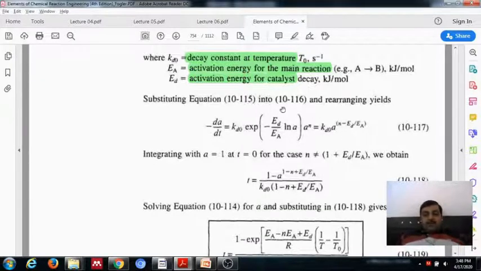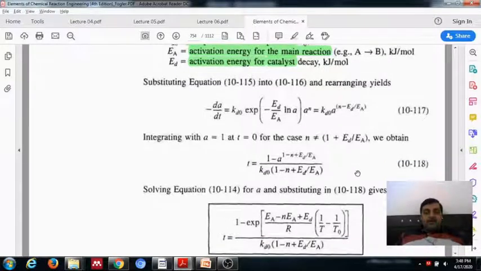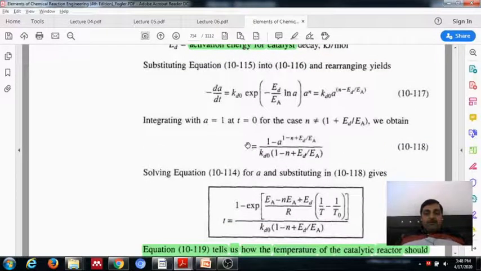So if you integrate this equation, with activity being 1 or 0 and the case where order is not equal to Ed by Ea, you come out to the form where you relate time to activity, activation energy, and order. This is our purpose solved.